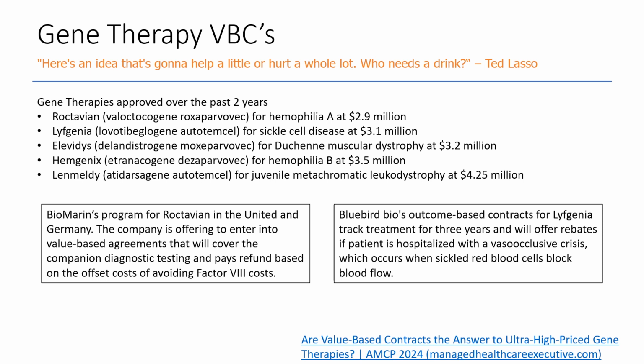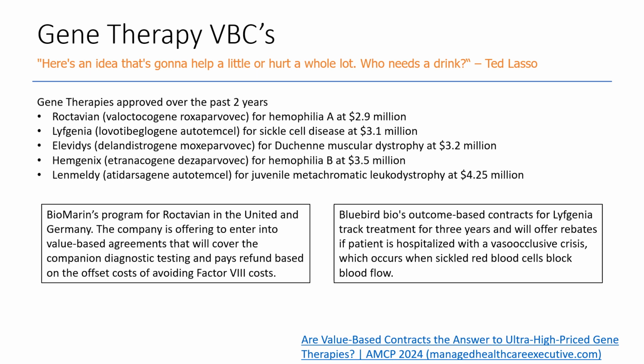So we have Roctavian, which is a gene therapy for hemophilia. It was launched at $2.9 million. Lyfgenia is for sickle cell at 3.1. We have one for Duchenne's muscular dystrophy that was launched at 3.2 million. Hemgenix is another one, for hemophilia B, at 3.5 million. And then finally, Lenmeldy was just approved for juvenile metachromatic leukodystrophy at 4.25 million.